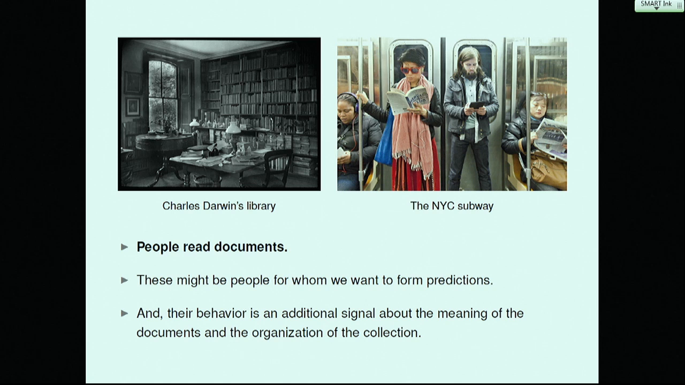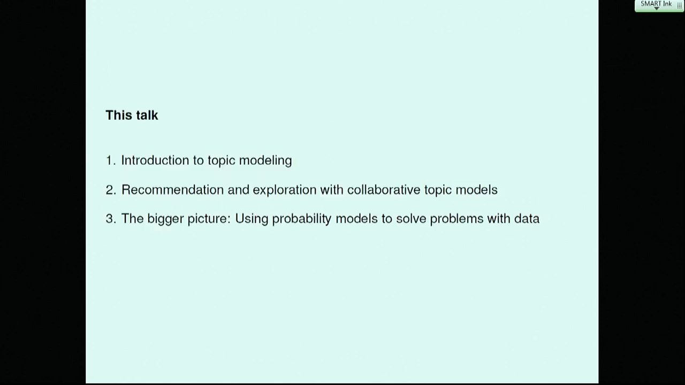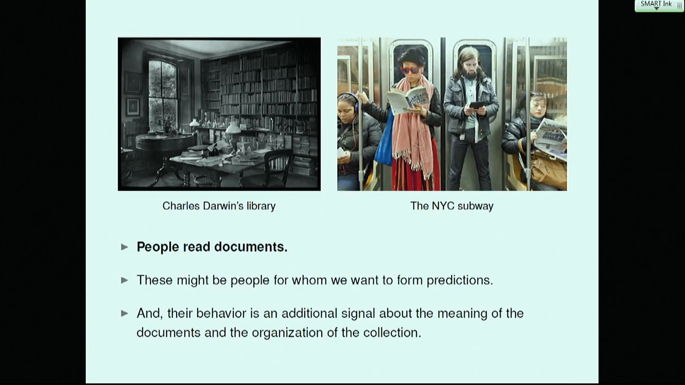but knowing what's in his library is also an interesting piece of data in that it tells us about the role that each of these books plays in terms of the history of science. And knowing what was on Charles Darwin's shelf is a signal beyond the text itself about what those books mean. I'm going to try to make that point during this talk. And so what I want to talk about is what's called collaborative topic modeling, where we take data like this, what these people are reading and what Charles Darwin is reading, and use it with the text to learn something about both the documents and the people.